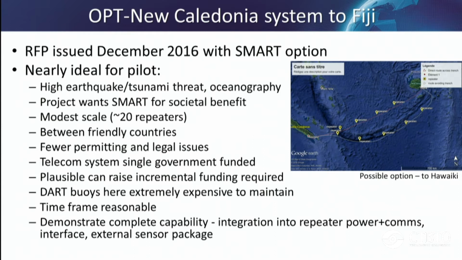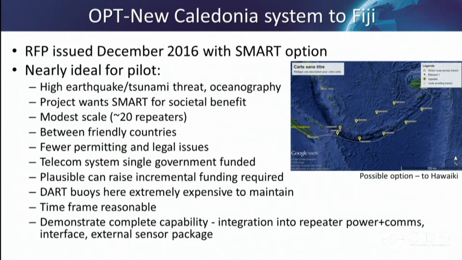First of all, in that RFP, there is an option for the smart capability. So they're requesting companies to respond to that particular option with a proposal. This is nearly ideal for a pilot system for the smart cable concept. It's in a location with high earthquake and tsunami threat with interesting oceanography.